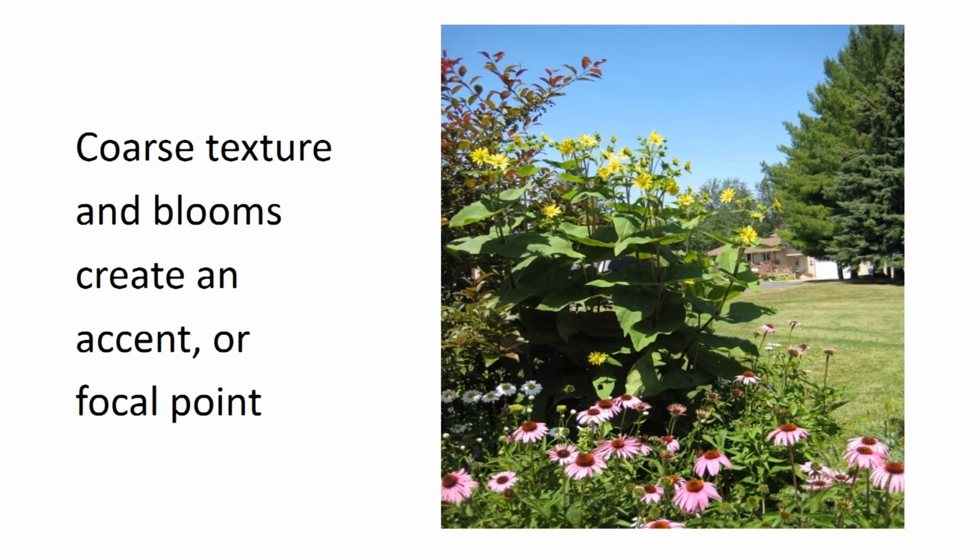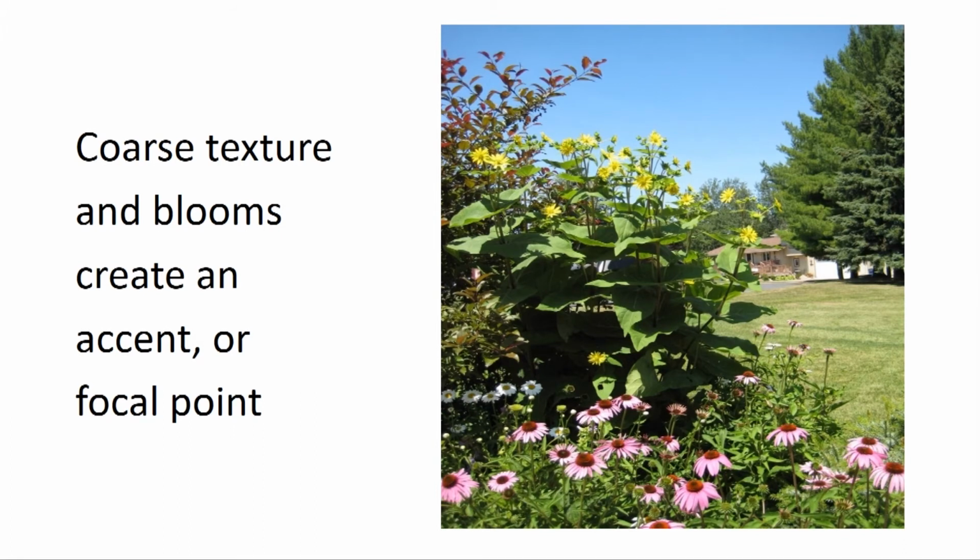In this picture you can really see the difference in texture. That tall cup plant has huge leaves which cast huge shadows. The coneflowers in the middle are a medium texture, and the grass on the right is a superfine texture.